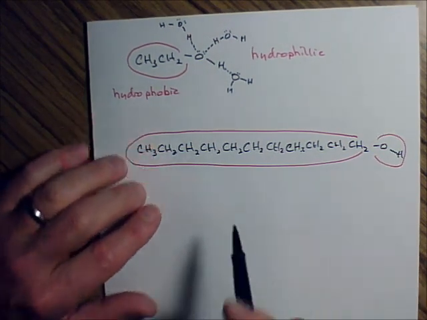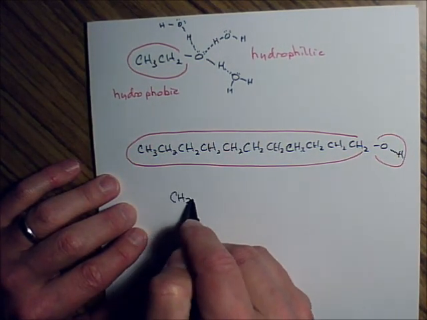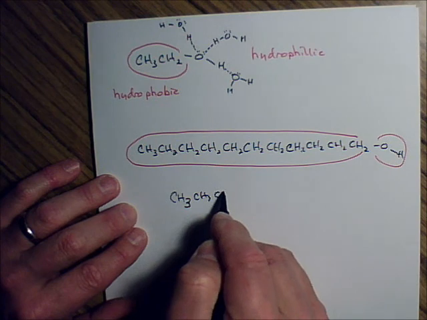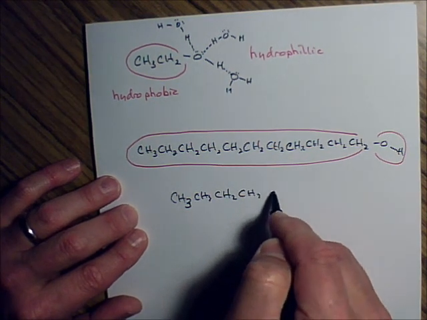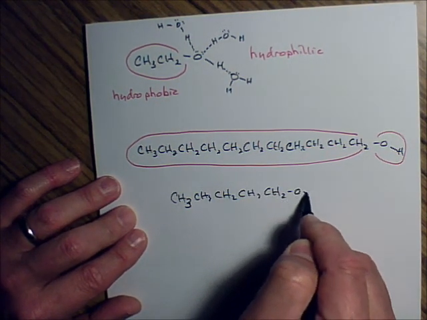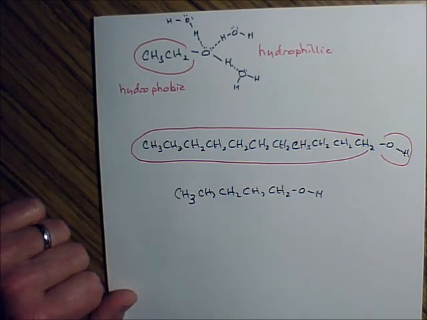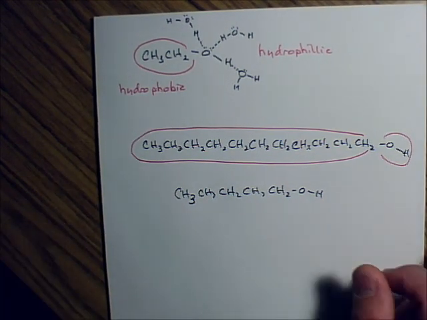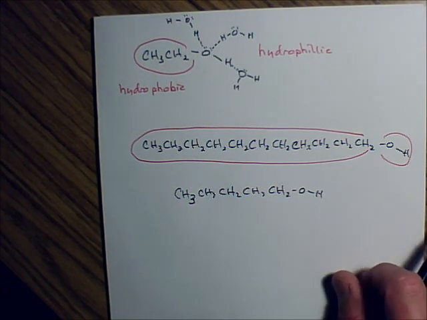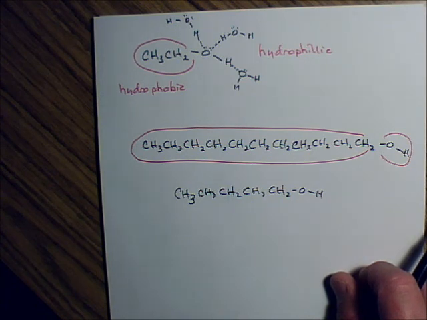Depends. Let's say I've got a chain that's not quite that long. Say CH3, CH2, CH2, CH2, CH2, and then the OH group. That might be somewhat soluble. So it's a balance. What if you had an OH group on both ends? That would increase the amount of solubility, if you got an OH group on both ends.